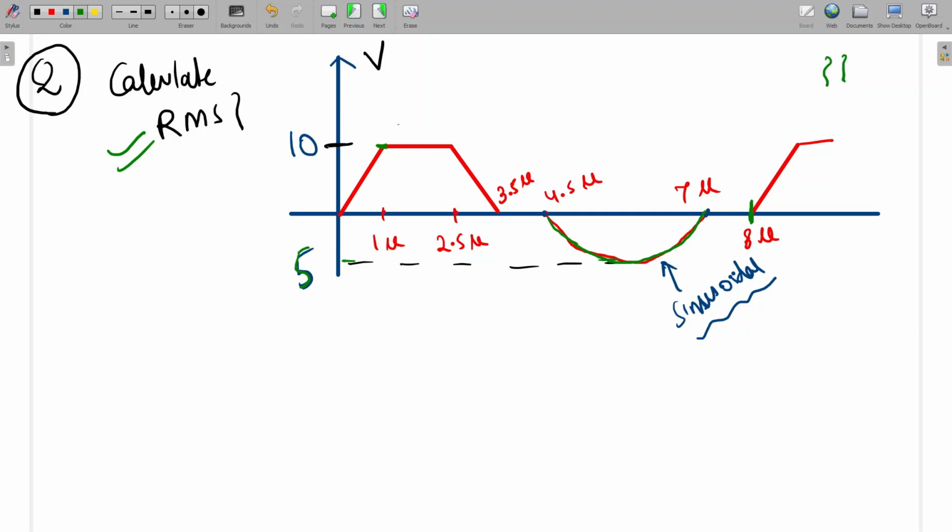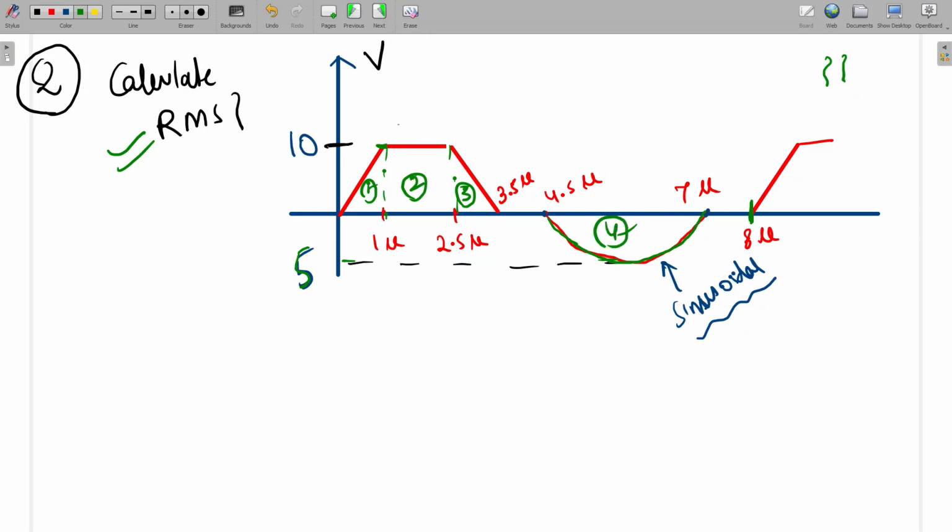First, the trapezoidal waveform is split into three areas. First, second, and third, and this is the fourth one. So in total, we have to find four: the RMS value of 1, RMS value of 2, RMS value of 3, and RMS value of 4.